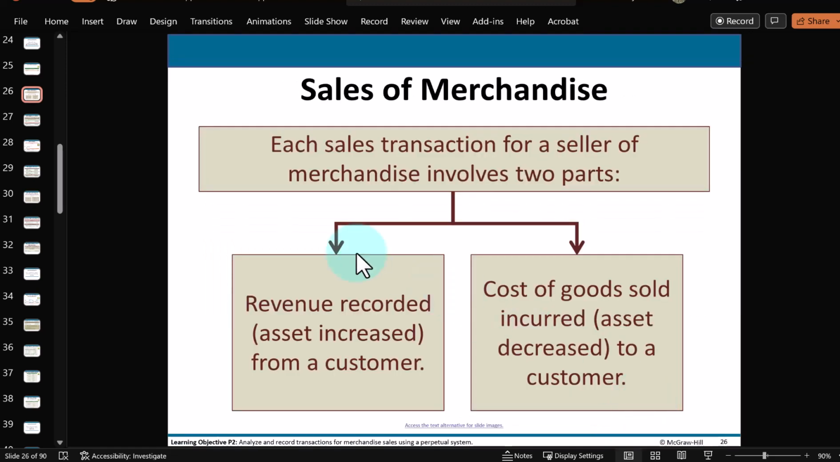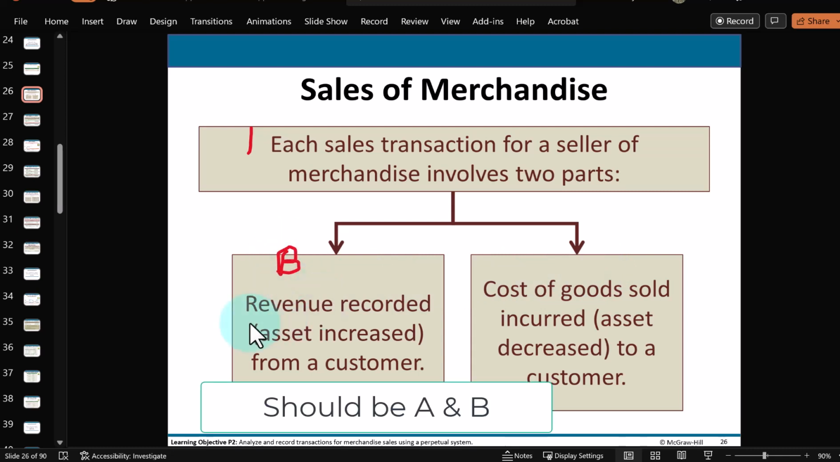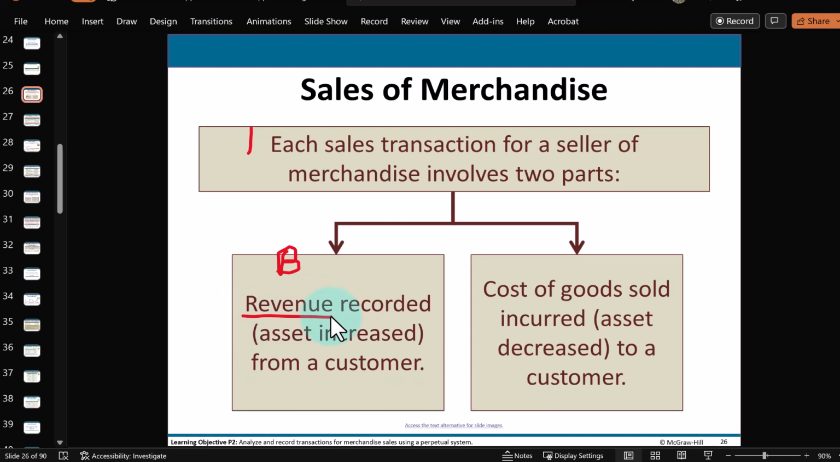So whenever we have one sales transaction, let me just call this one. Every time we have just one single sales transaction, there's going to be two different journal entries we're going to record. Here, this first one, I'll label it B, is to record the company's revenue from that sale. And here in chapter 4, when we sell merchandise, the name of that revenue account is called sales.